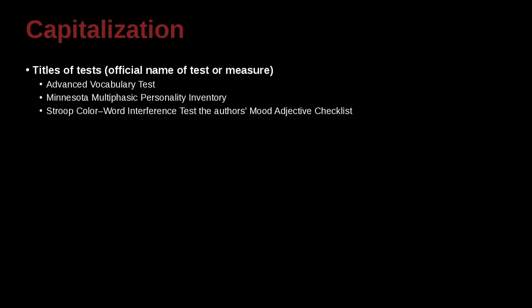You can capitalize titles of tests in psychology. So for example, Advanced Vocabulary Test, ABT, Minnesota Multiphasic Personality Inventory, Stroop Color Word Interference Test, and the Author's Mood Adjective Checklist. This is a good example here because we have two actually coming together. So this is the name of a kind of a test, a checklist. And this is the name of a test.